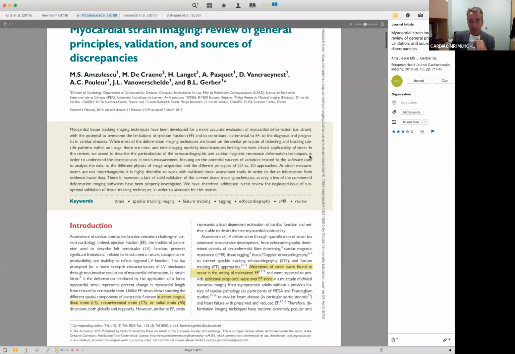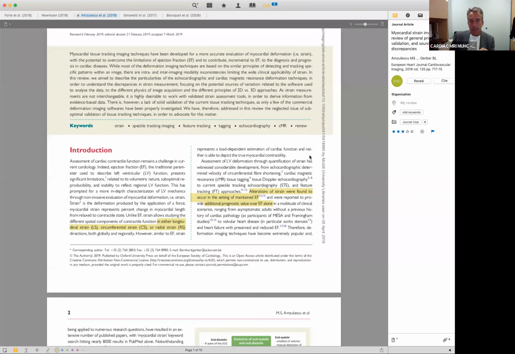There are three different directions in which strain can be assessed. So there's deformation in any of these orthogonal planes. That's longitudinal, along the anatomical heart axis. The circumferential, a measure of the rotational motion. And then the radial strain is the inward motion.